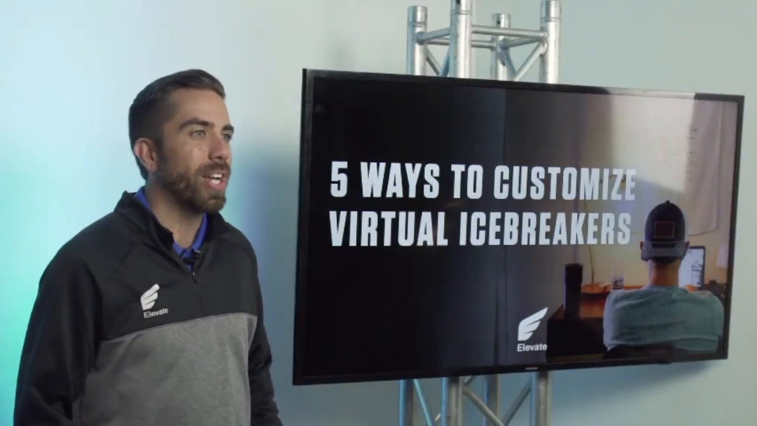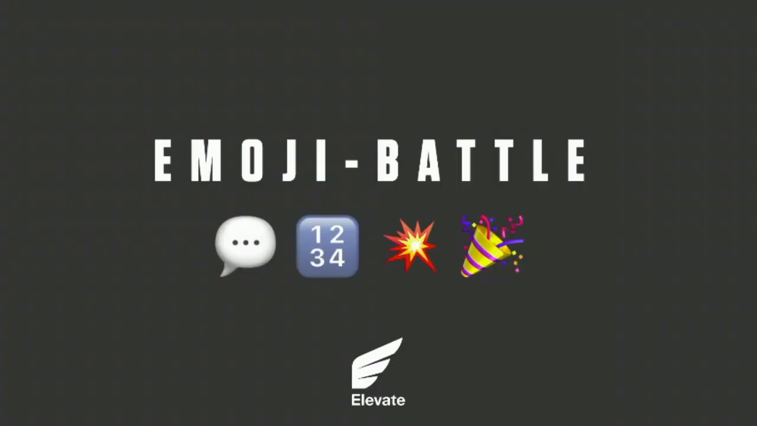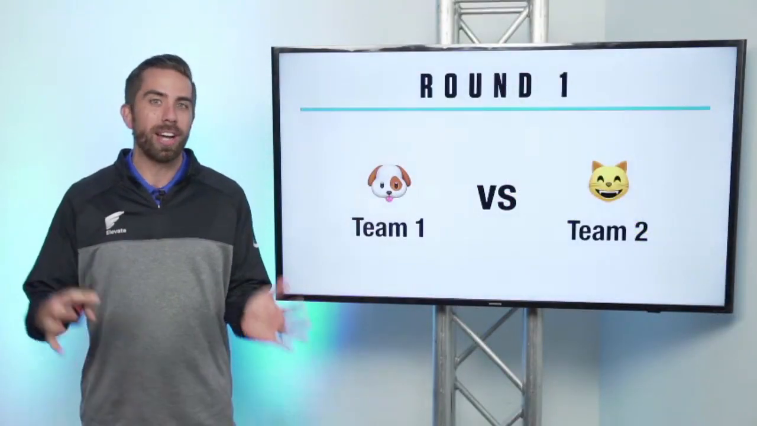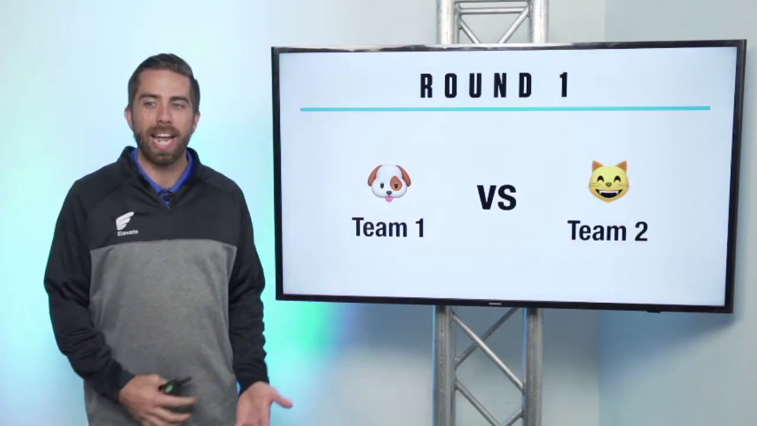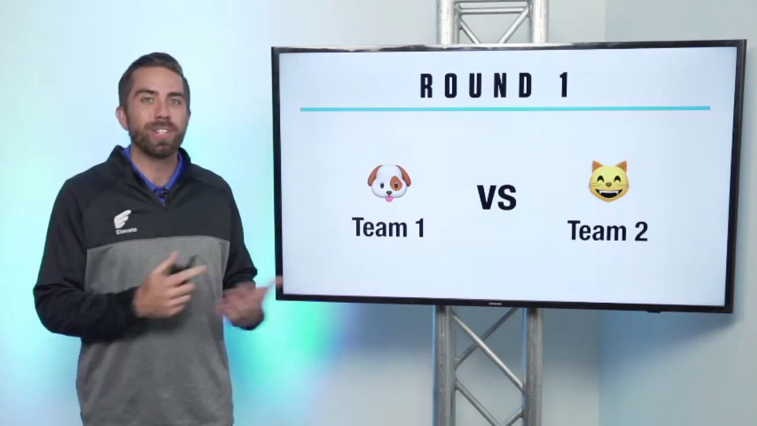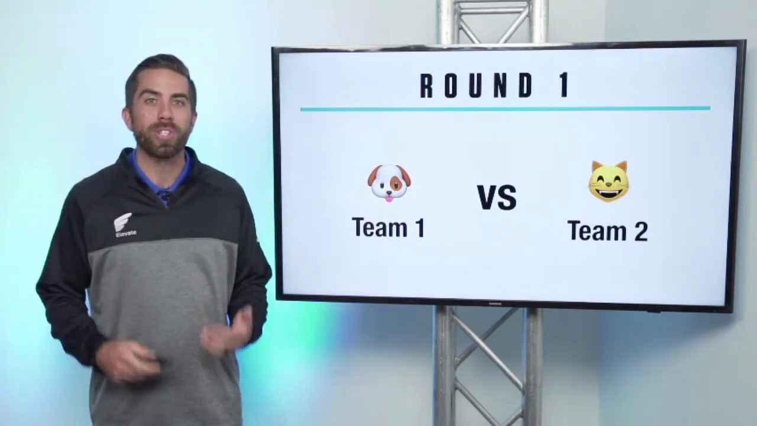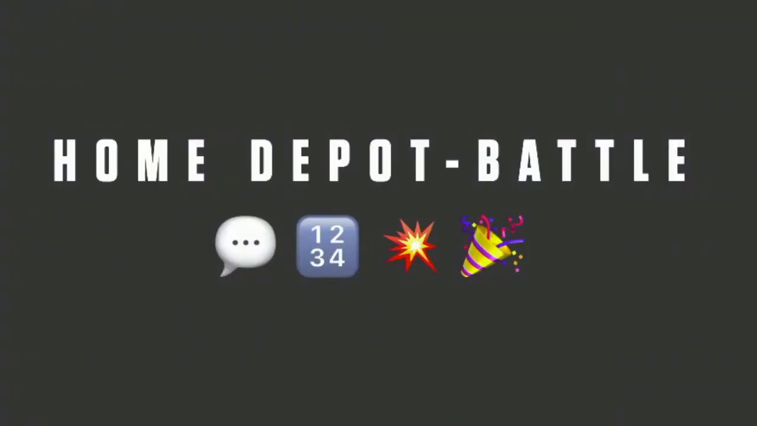The first thing that you can do is you can customize the name of your virtual icebreaker. Here's what I mean by that. Here at Elevate on our own YouTube channel, you can check out a video about how to play this game called Emoji Battle. In Emoji Battle, you can tell the audience to choose, are they a team 1 dog person or cat person, or team 2 a dog person or a cat person. For example, the way that you would change the name of Emoji Battle is if you're doing a virtual event for, say, the Home Depot, you could change it from Emoji Battle to Home Depot Battle. So that is number 1, you can change the name of your virtual icebreaker.